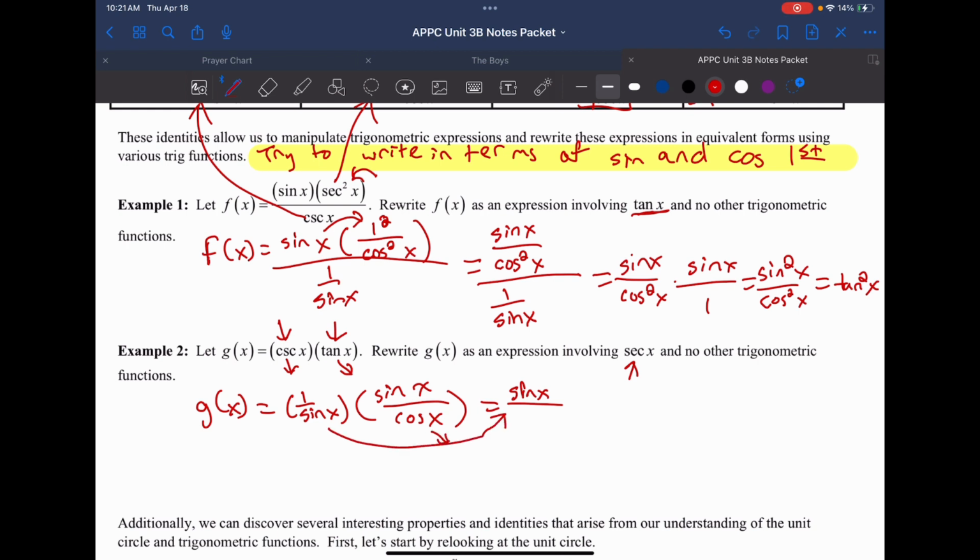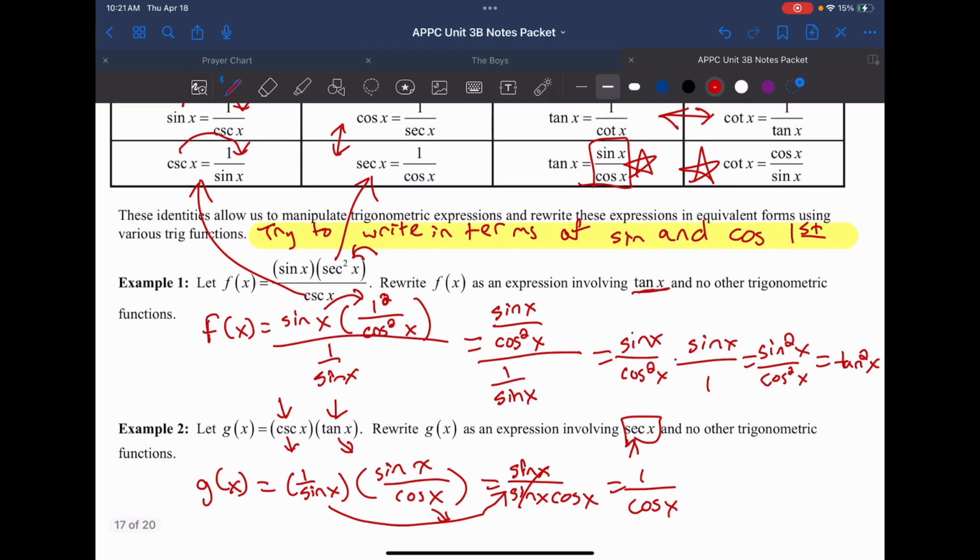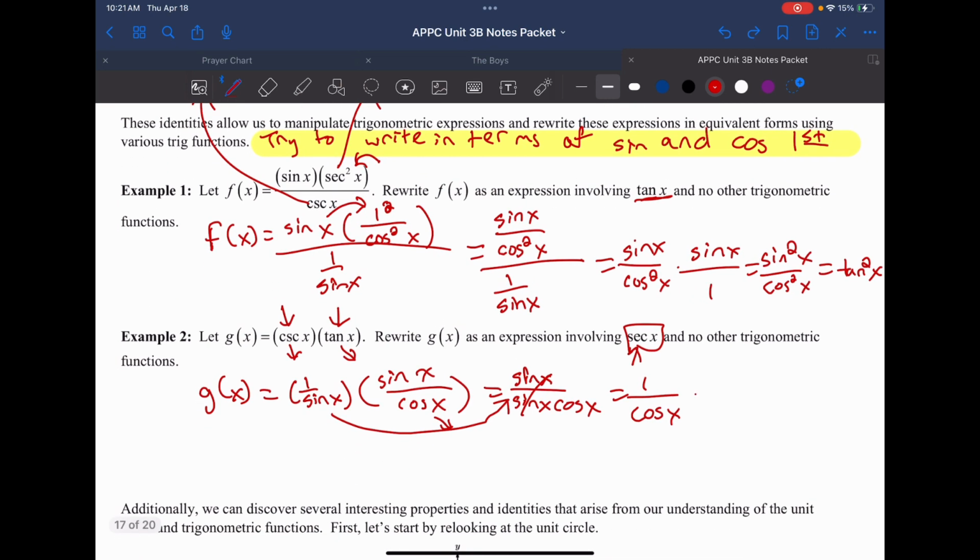These multiply together to give me sine x over sine x cosine x. These cancel out, and that gives me 1 over cosine x. And it wants it in terms of secant, which is convenient because secant is just 1 over cosine x, so secant x. So g of x is just a fancy way of writing secant of x.